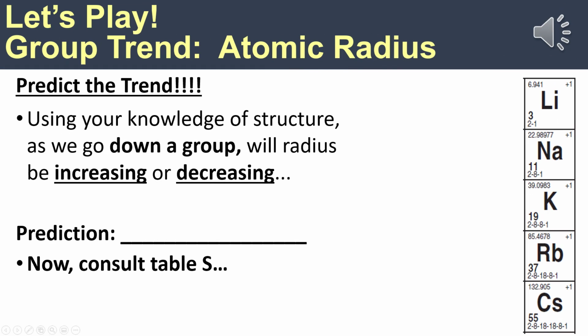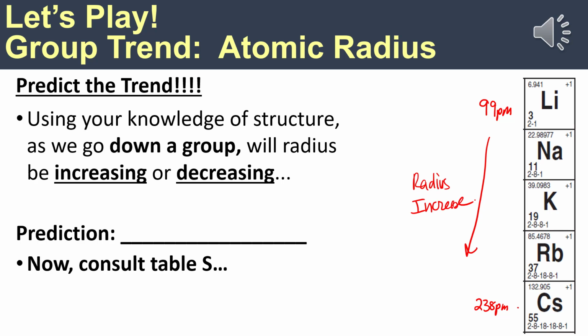Okay, now what we've got to do is figure out what the trend is. So let's dive into Table S and see what the atomic radius of lithium is. Lithium on Table S is 99 picometers. Let's go down and check something at the bottom of the group so we can see how it trends. Cesium is 238 picometers. So indeed, as we go down a group, radius is going to increase.